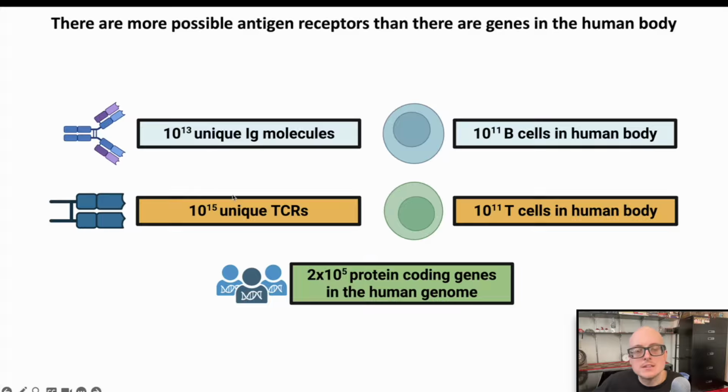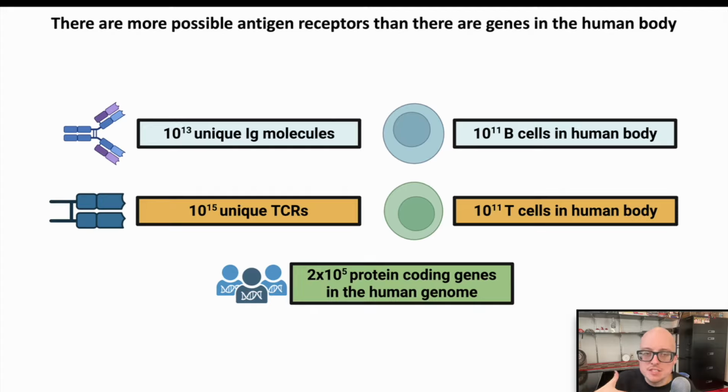staggering in comparison to the number of known coding genes that are in the human genome, which is only about 200,000. So how is it that with a genome with only about 200,000 genes, we can possibly encode 10 to the 13th or 10 to the 15th unique antigen receptors, which under normal circumstances we might expect to each have their own gene, which is the case for most proteins that we learn about in other biological systems.